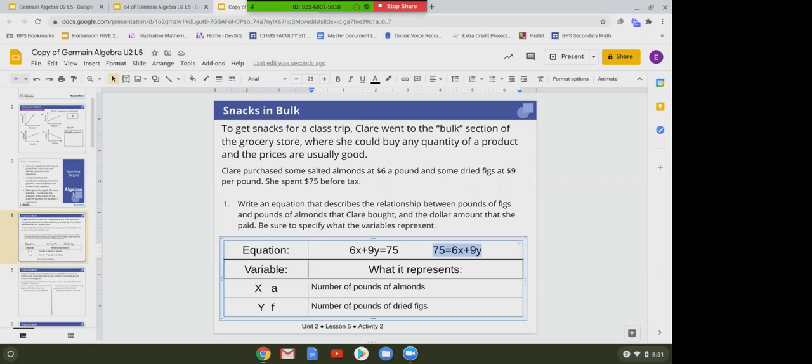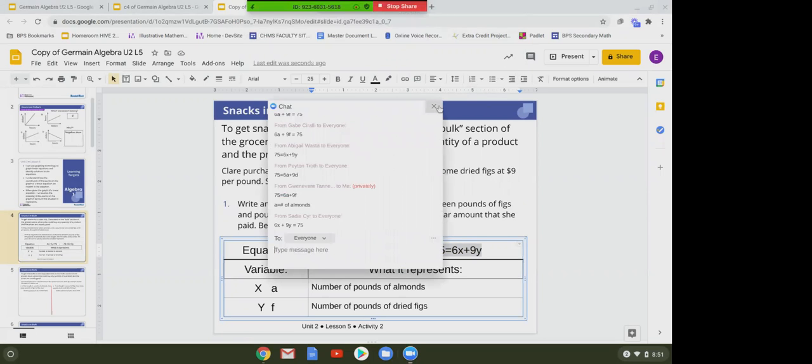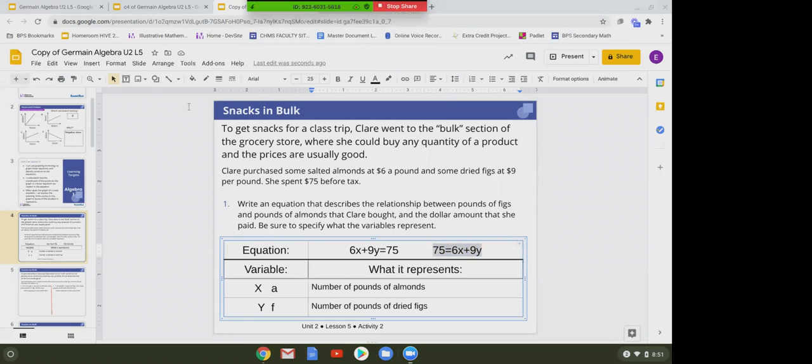Let me know in the chat directly, or direct it to everybody for me. What do we think? Do we think it's correct to say it in this order right here? Yes or no, guys? What do we think? Come on. Nice. Gabe and Ian say yes.